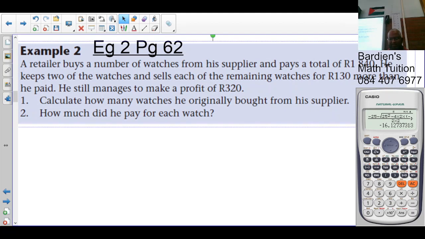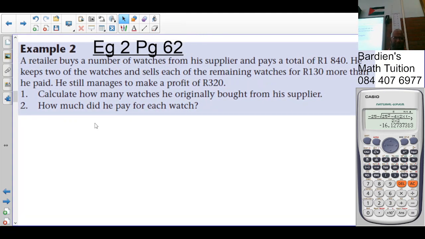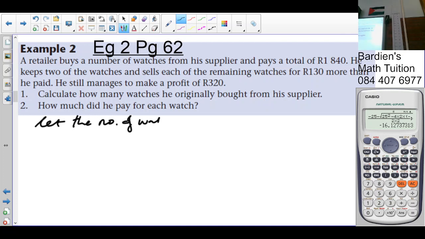Here we are told, again, there are many ways of doing this, more than one way. A retailer buys a number of watches from his supplier. So here, did they tell us how many watches are bought? No. So we start off by saying let the number of watches bought equal x. The number of watches bought equals x.